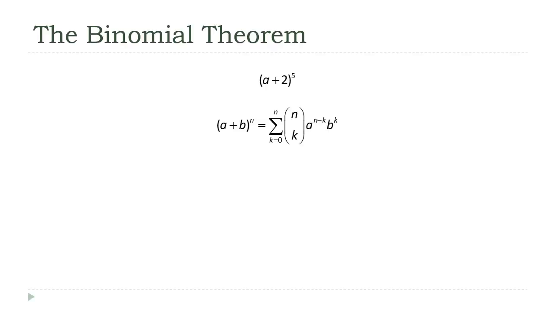So now that we've seen what the binomial theorem is, let's take a look at some specific examples. I made the claim that we can use this to multiply out binomials like a plus 2 to the fifth, the example that I've got here, and that we can use it to do this really quickly.